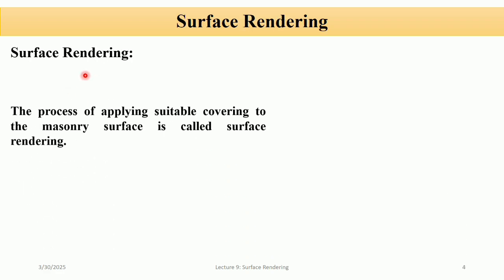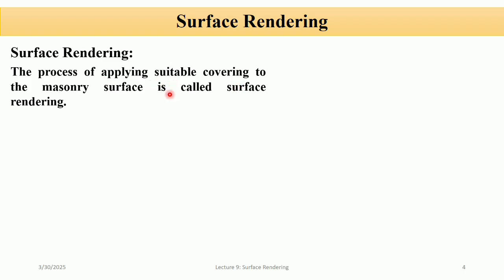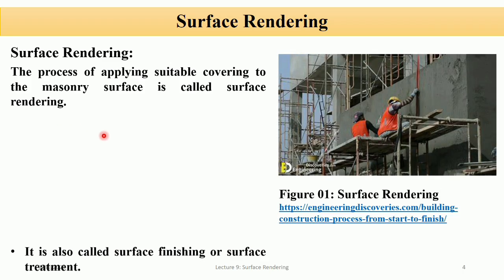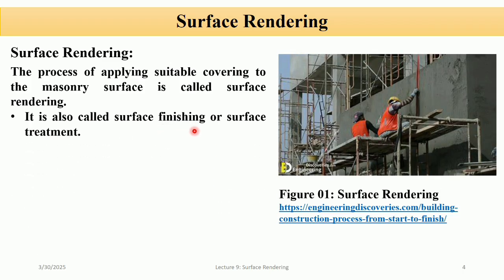Surface rendering. The process of applying suitable covering to the masonry surface is called surface rendering, and it is also called surface finishing or surface treatment. We can define surface rendering as the art of treating the surface with a suitable covering material to make it weather resistant and decorative. The material which we use for covering the surface is called surface finish.